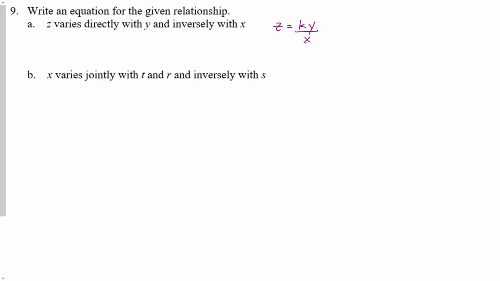Part B, again, just work from left to right. X varies jointly, so we know right away x equals, as soon as we see the first word varies, that's where the equal sign goes. Jointly means we have our constant of variation, and then we're multiplying the next however many variables it gives us. So that's t times r in this case. And then inversely with s, so that whole thing would be divided by s for that inverse variation portion of the equation.